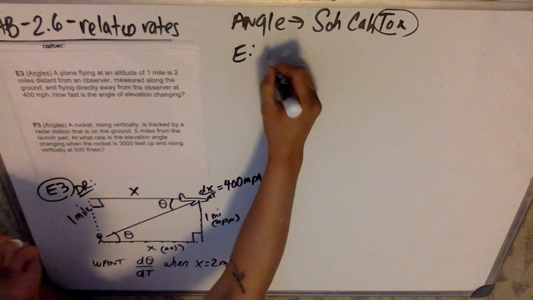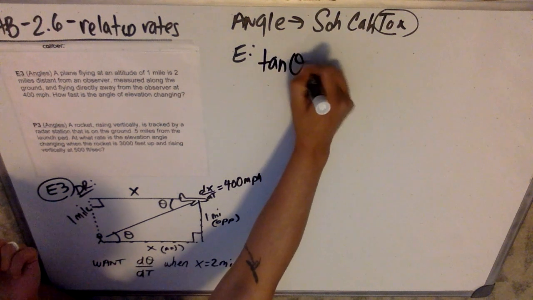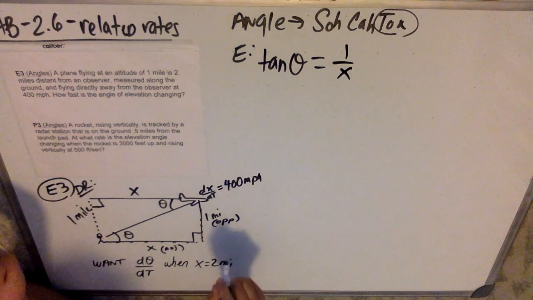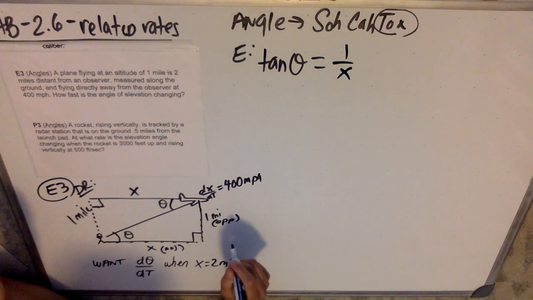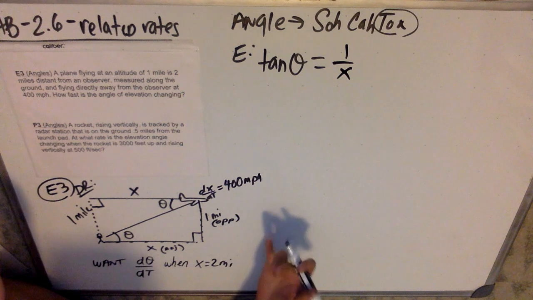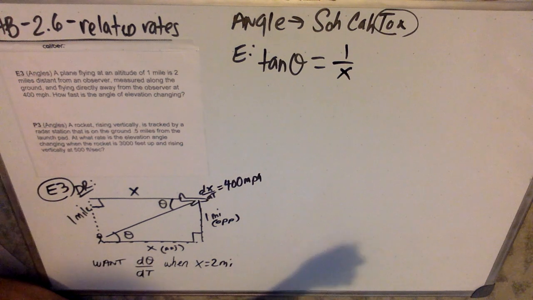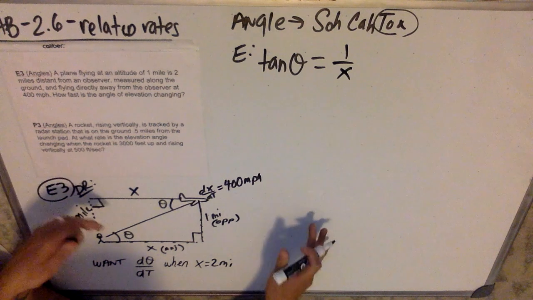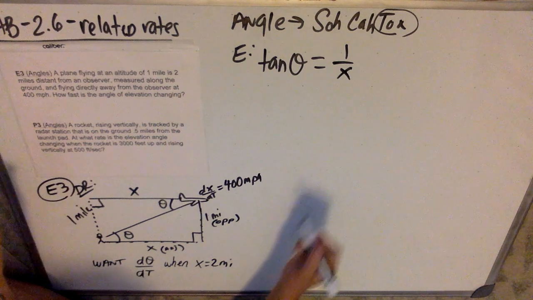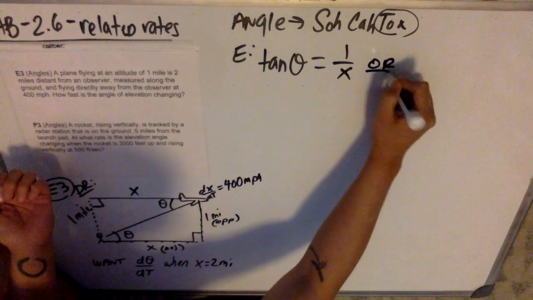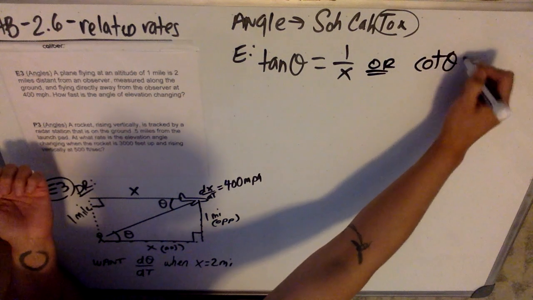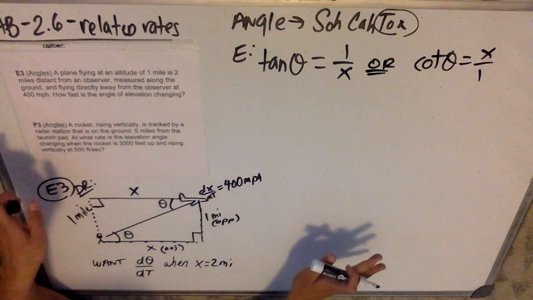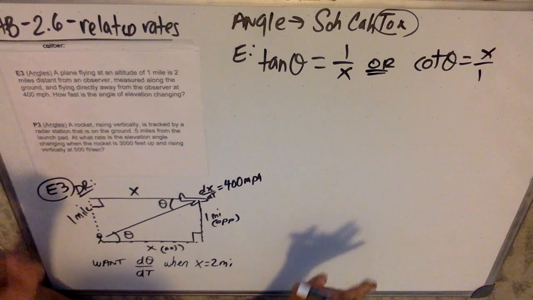So the relationship I want is that tangent of theta is the opposite over the adjacent, so 1 over x, right? Or if you prefer, you could flip it up and make it an x to the negative first. It doesn't matter. Okay. So that's my relationship that I want. The other option is if you prefer to have the x on the top, you could make this the cotangent and make it an x over 1. That would also work fine, right? Either of these is going to get you to the same spot. I promise it really doesn't matter.